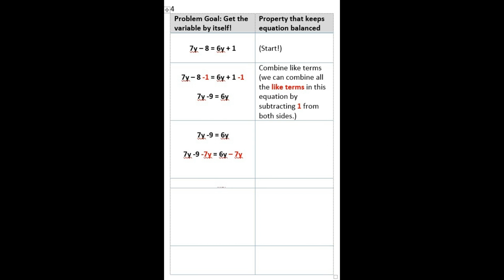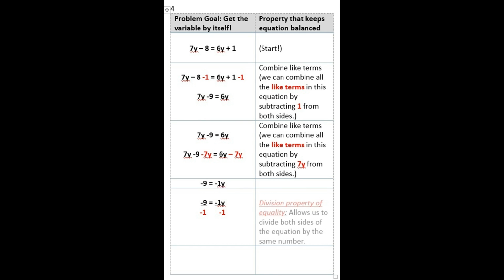Well, we got to put those variables on the other side. So we're going to subtract 7y from both sides. All right. So we end up with 6 minus 7, and that's negative 1y. Negative 9 equals negative 1y. I could have also written it as negative 9 equals negative y. That 1 is understood. So right here, we divide by negative 1. And that's the division property of equality, of course. And y is equal to 9. Negative 9 divided by negative 1 is 9.